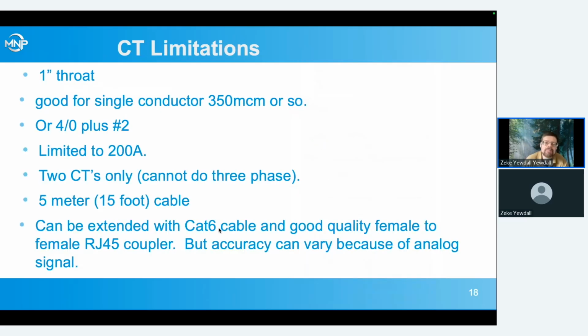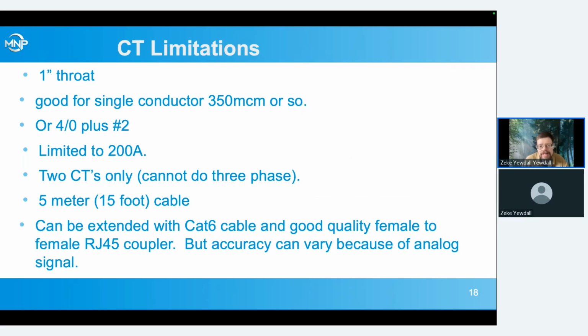Limitations of the CTs. They're about a 1-inch throat, which means they're good for a single conductor up to 350, maybe 500. So generally anything you'd see on a 200 amp service. Or if we're doing that outside feed-through panel and we want to feed a couple conductors through there to get all of them visible, even though we can't get on that grid side conductor coming right out of the meter, we can fit a 4-aught plus the number 2 and maybe some other ones in there with some playing around with the wires to get them all in that rectangle.